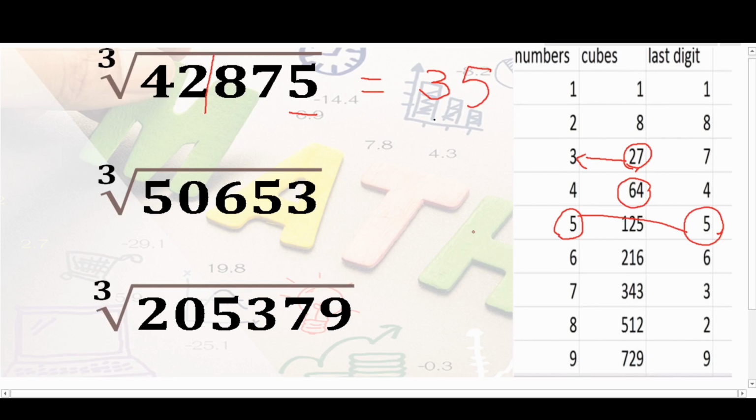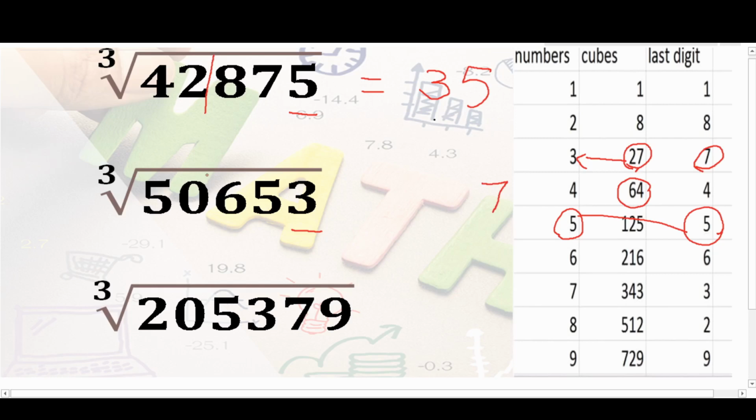Let's solve another problem. We need to find the cube root of 50,653. Step number 1, look at its unit digit. You have 3. So see column number 1 and column number 3. If you have 3, you need to mention it as 7. So I am going to write 7 at its units place.